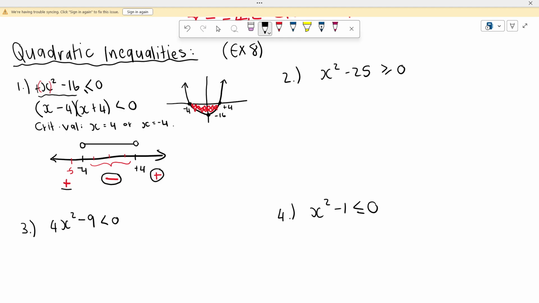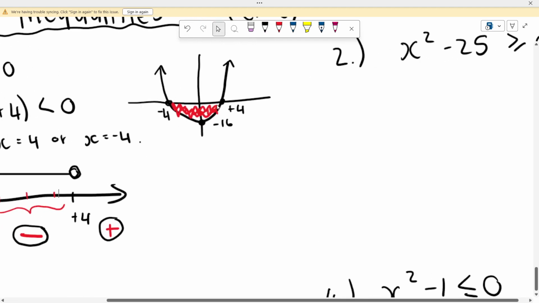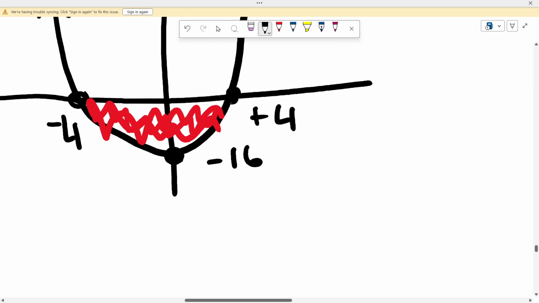But now, there's no equal sign in there. Look at this. If there's no equal sign there, it means they're not asking that you include your critical values. That means you're going to exclude them, which means you need an open circle, because they're asking, where is it smaller than 0? Obviously, here you can see on that dot over there, it's definitely equal to 0, but that's not what they asked. They asked for smaller than 0. So this exact dot here is not included. So it needs to be an open dot like that, because it's not included.